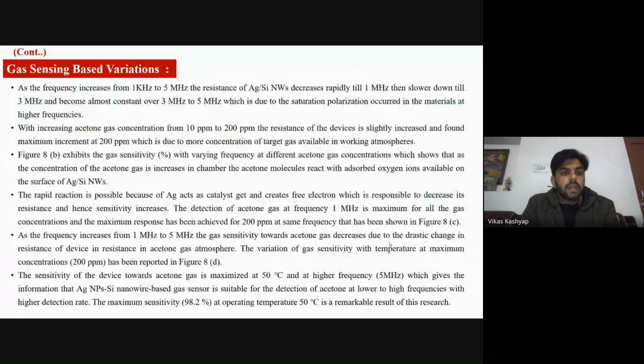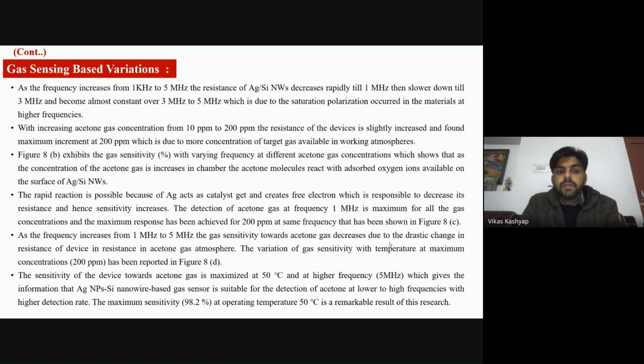From this, as the frequency increases from 1 kilohertz to 5 megahertz, the resistance of this heterojunction decreases rapidly until 1 megahertz, then slows down till 3 megahertz and becomes almost constant from 3 to 5 megahertz, which is due to the saturation polarization occurring in the material at higher frequencies. With increasing acetone gas concentration from 10 ppm to 200 ppm, the resistance of the devices slightly increases, with maximum increment at 200 ppm, due to the higher concentration of target gas available in the working atmosphere.